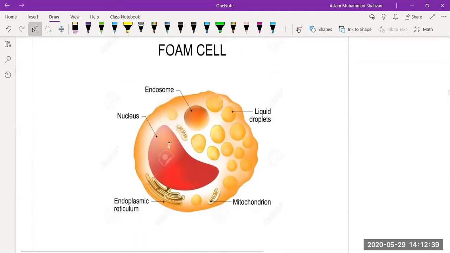What do foam cells look like? Foam cells are actually lipid droplets containing mitochondria and endoplasmic reticulum, and the lipid droplets show you the entrapment of the lipid inside.